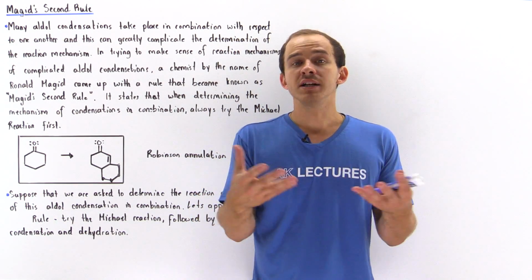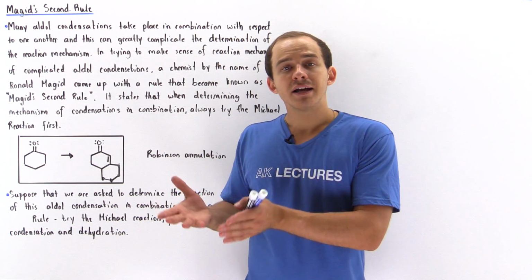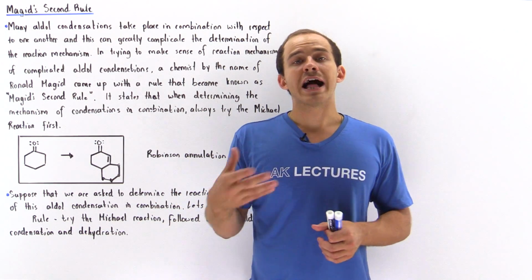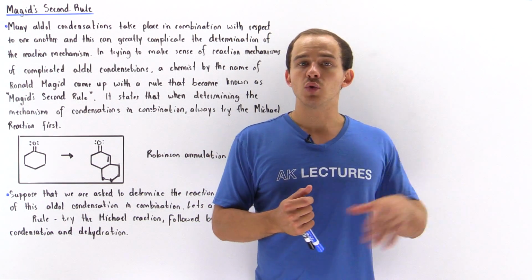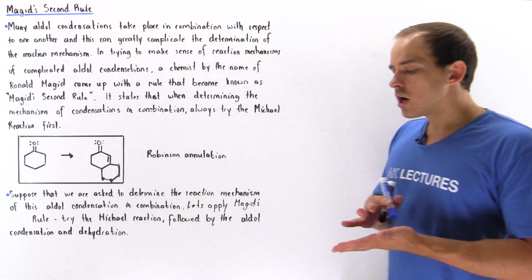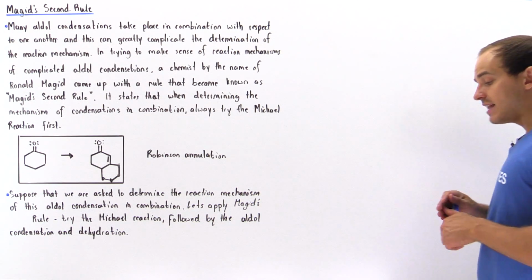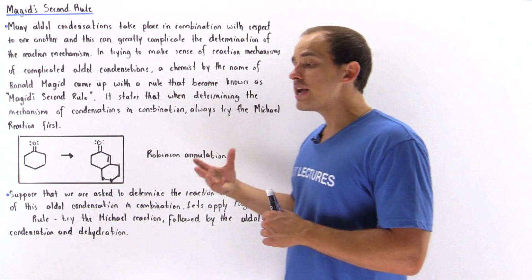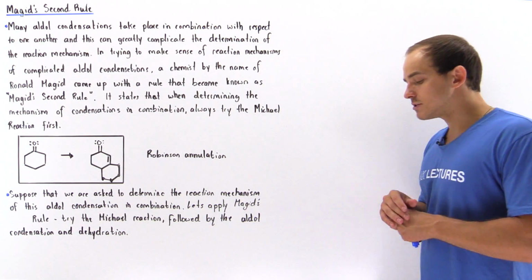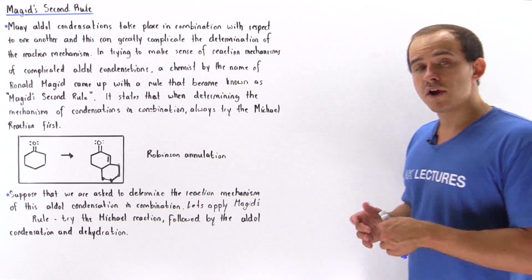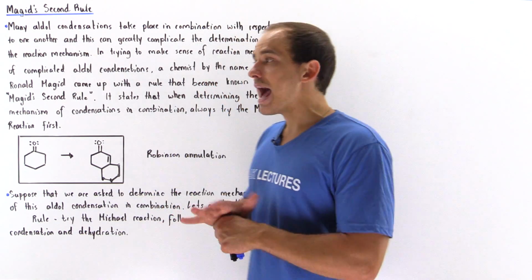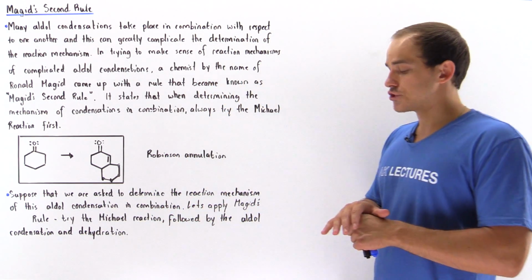For example, one combination could be the Michael reaction takes place first, followed by a regular aldol condensation, and followed by a dehydration. Now, when our aldol condensation reactions take place in combination, this greatly complicates the determination of the reaction mechanism. So simply put, it becomes very difficult to determine what the reaction mechanism is in aldol combination reactions.